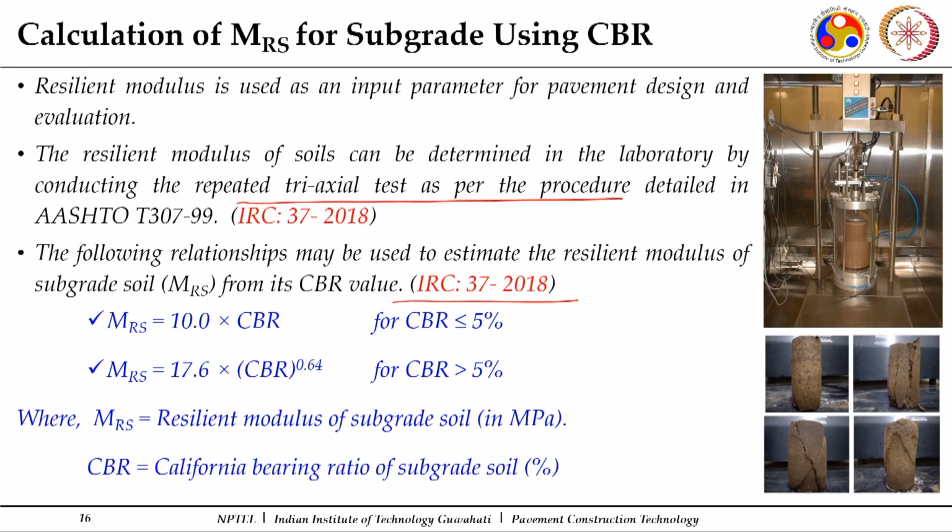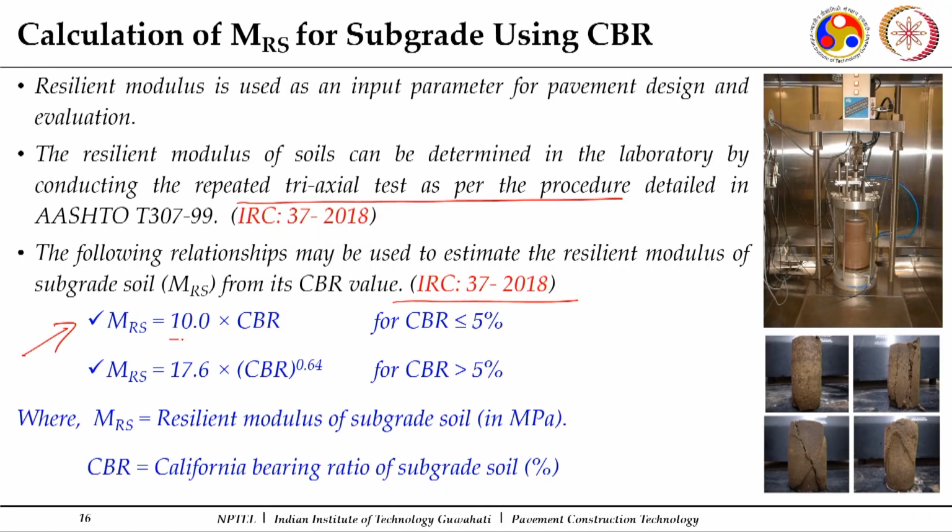So, there are certain empirical relationships given by IRC 37 itself, which says if the CBR is less than 5%, you can estimate the resilient modulus as 10 times the CBR value. Because while making the computations for flexible pavement design, you will require the resilient modulus value. So, in the lab you determine the CBR, then you check whether it is less than or equal to 5, and you multiply it by 10. If my CBR is 6, then my resilient modulus value will become 60 MPa.